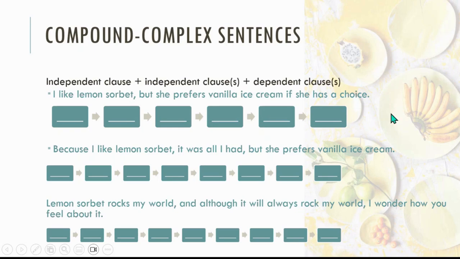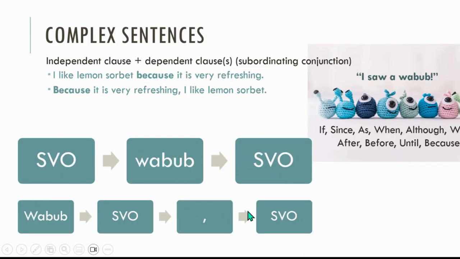So see if you can figure out this first one. What are the different elements that create this sentence? Remember, we have SVOs, which are independent clauses. We have coordinating conjunctions. We have wabubs. We have semicolons. We have commas. Do you think you can write in the chat how this first sentence is broken down? Just kind of as we've seen these breakdowns here.